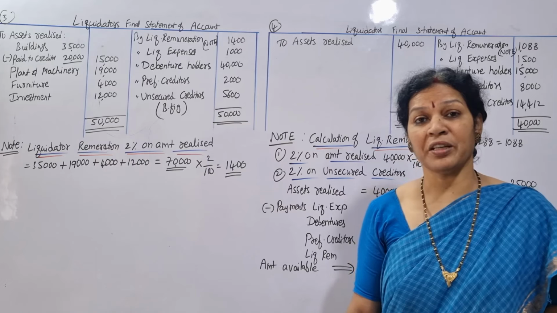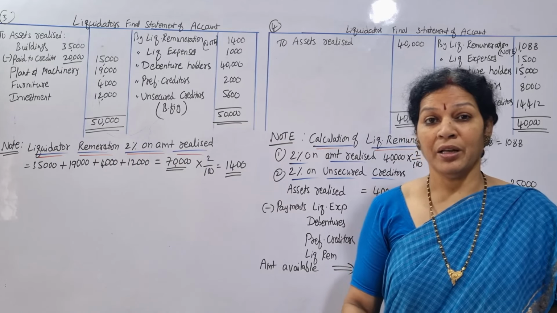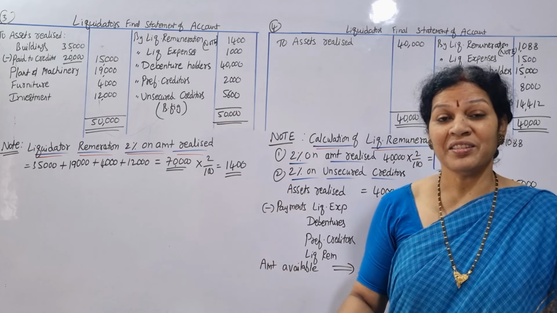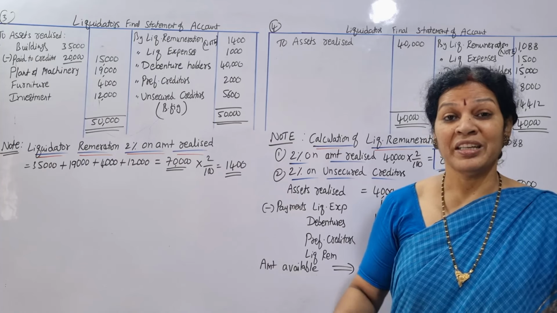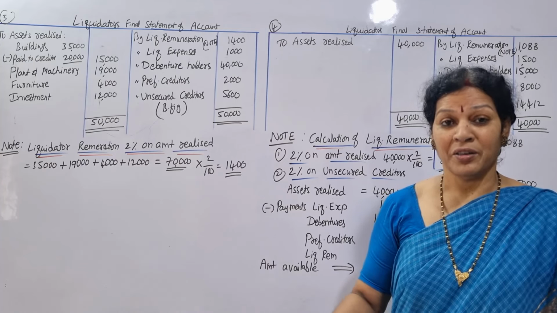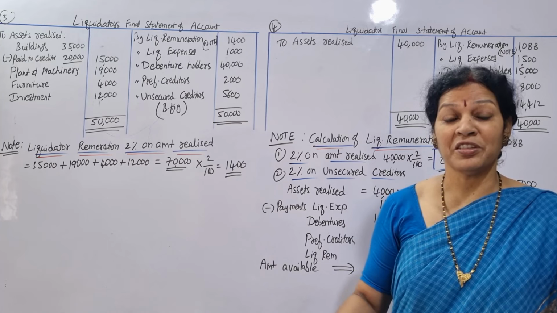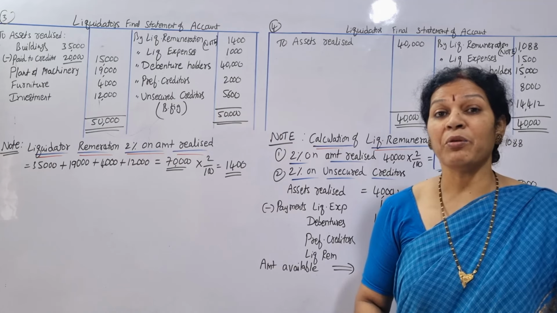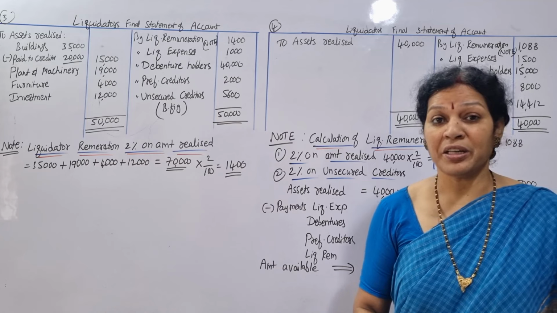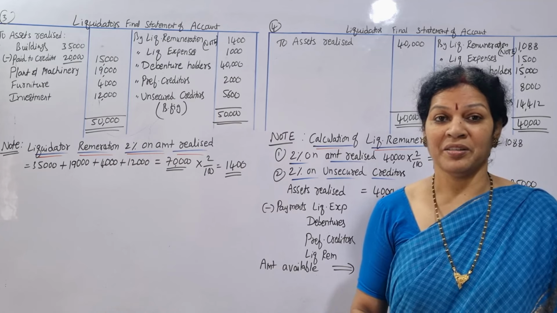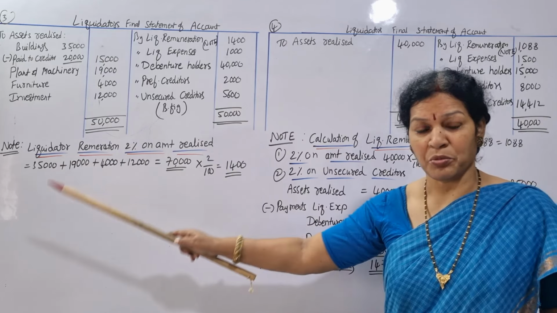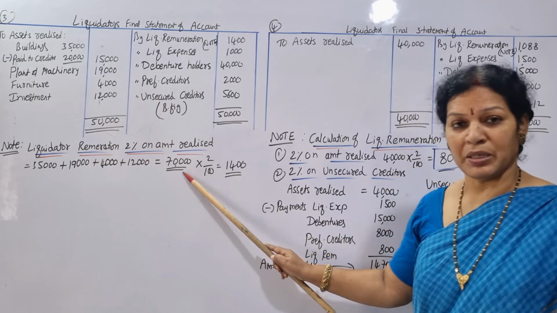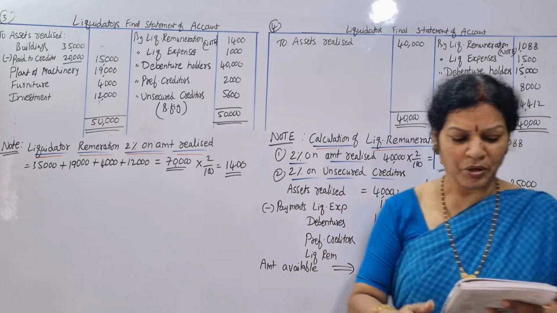If unsecured creditors are given, we compare the amount available with the amount of unsecured creditors, isn't it? Whether the amount is sufficient or insufficient: if insufficient, then percentage by 100 plus percentage; if sufficient, percentage by 100. Like we would have gone for the calculation. Here unsecured creditors is not given. So simple, whatever amount is realized by the liquidator, on that 2%, realized is this 70,000, 2% we have given. Next, what else is there?